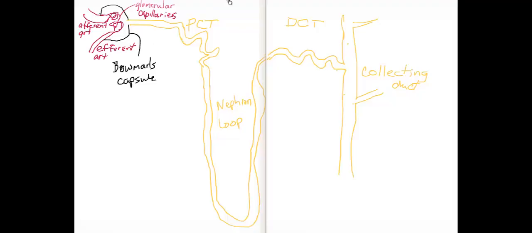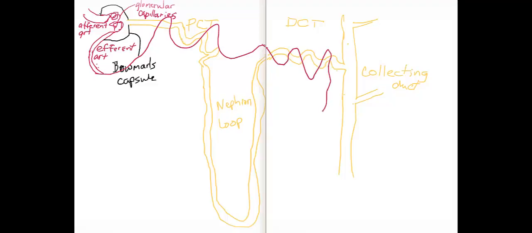Let's go ahead and add in the bloodstream now, and do that in red/pink. What we're going to see is this afferent arteriole is going to have a lot lower blood pressure, and we're going to see it eventually form into these capillaries that are going to surround the proximal tubule as well as the distal tubule. Then they will leave the distal tubule, and we'll see them go to the loop of Henle eventually.